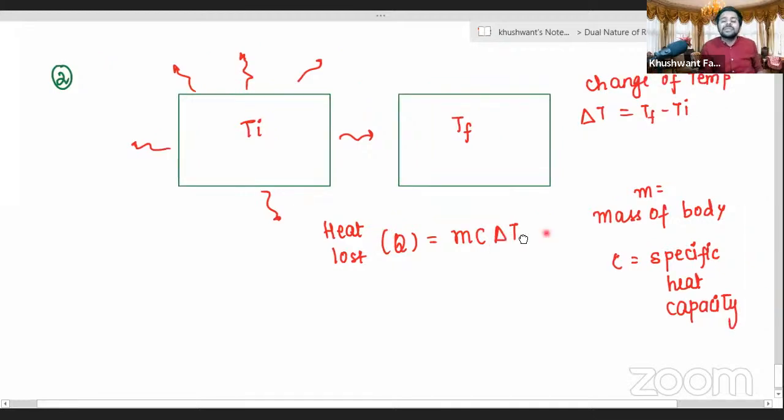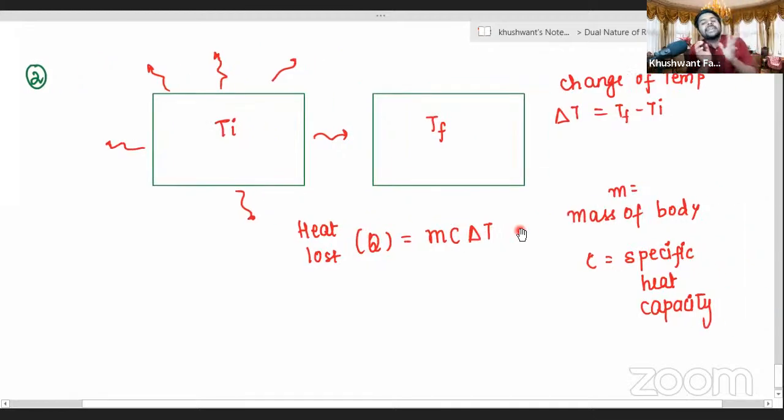Let us understand what this is. Specific heat capacity is basically the measure of how much heat is required by any body so that we can have a rise of temperature in that body. We'll understand that with an example.